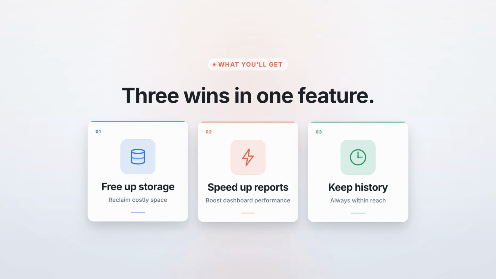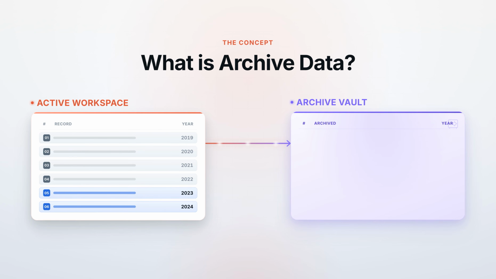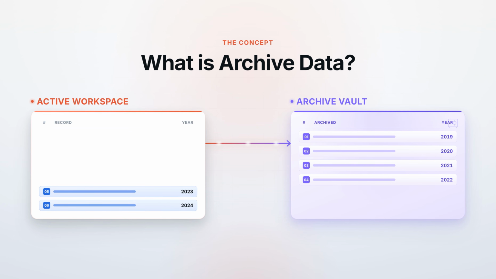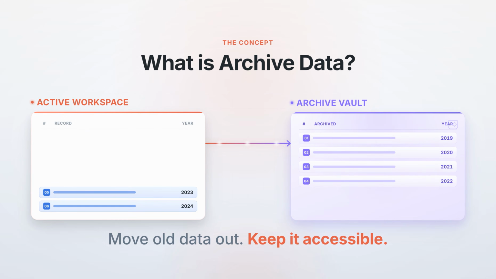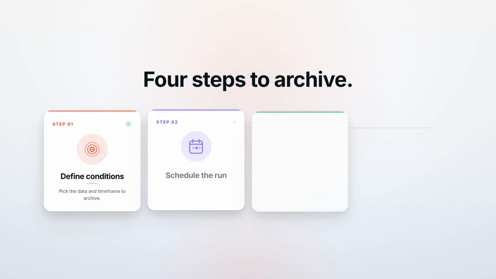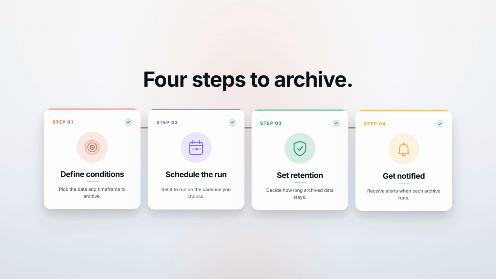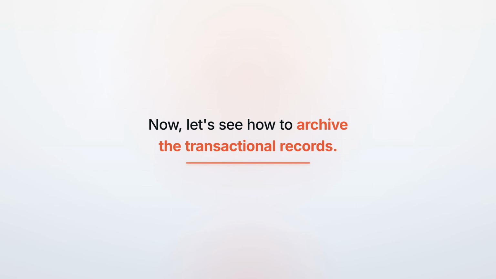accessible whenever needed. Archive data in Zoho Analytics helps you move historical or infrequently used data out of the active analytical environment, while still keeping it accessible for future reference whenever needed. Archiving data in Zoho Analytics involves 4 key steps: defining archive conditions, scheduling archive, retain archive data criteria, notifications. Now let's see how to archive the transactional records.